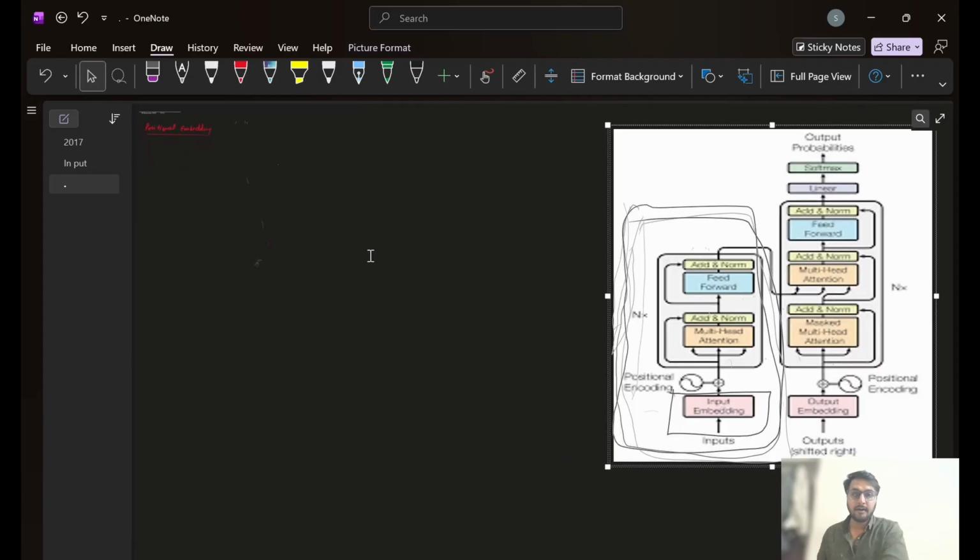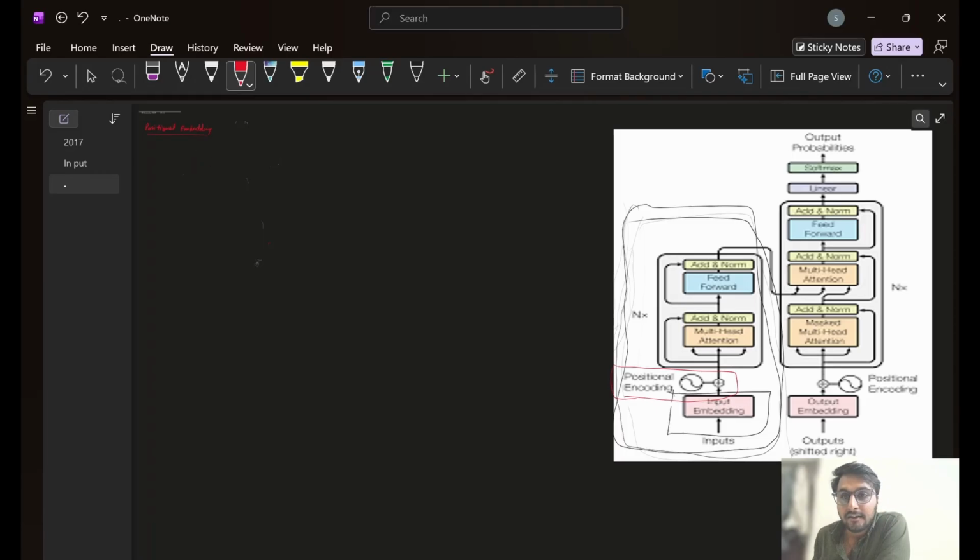Okay. Now we are looking at positional encoding. Why positional encoding? We are adding this positional vector to our input embedding so that our model can have the information of the position of the words.